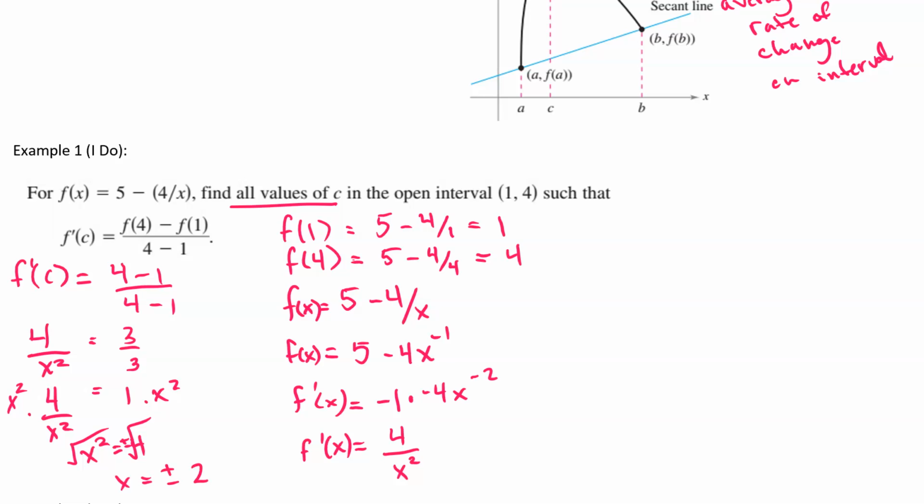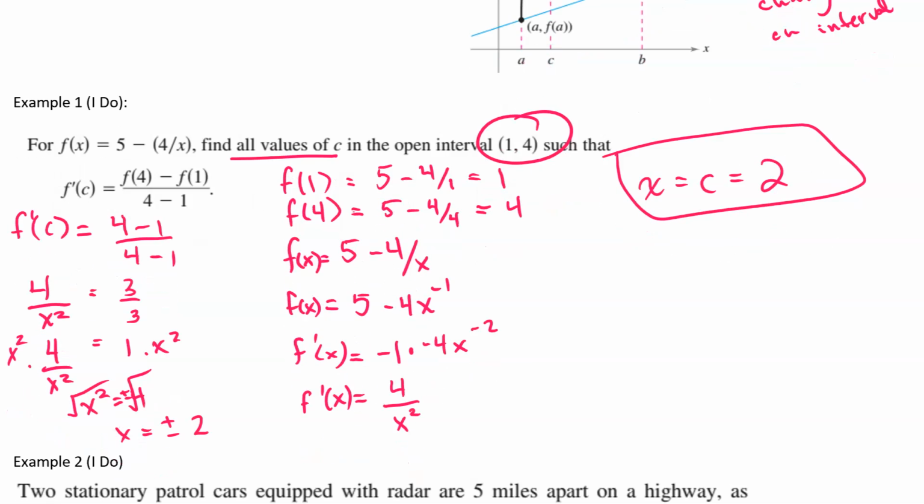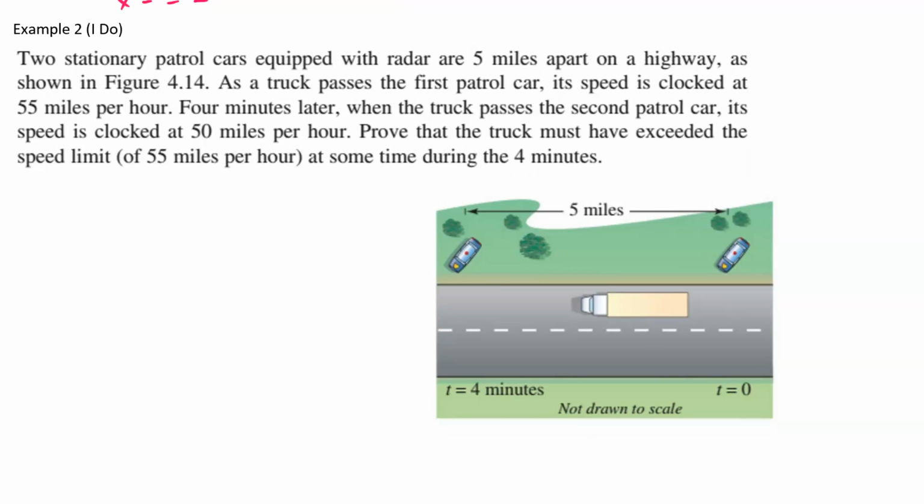Which points are on my interval? My interval is from 1 to 4. So the only value of c is going to be positive 2. Right? Negative 2 is not between 1 and 4. And we're all good.